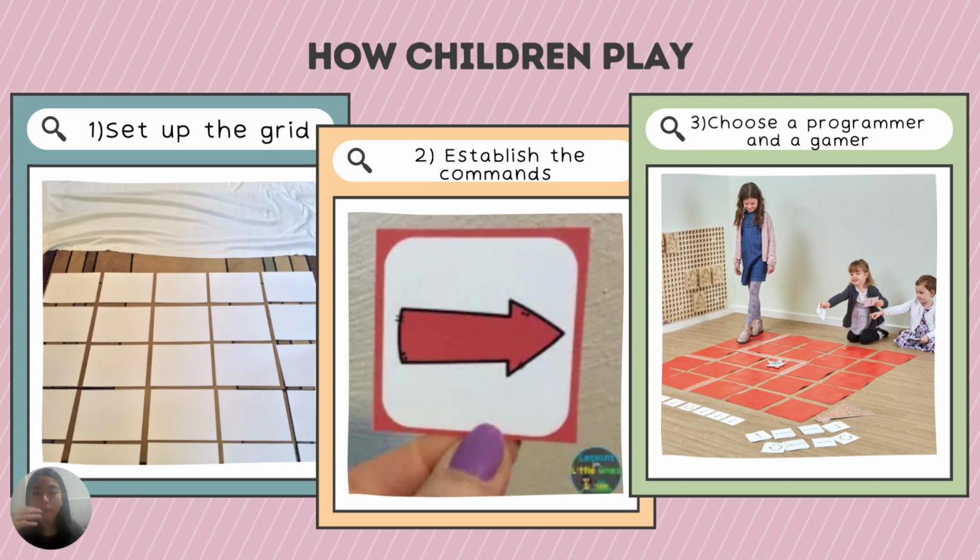Now, as a new command is followed, the coder places a symbol card in each square the gaming piece travels through, representing the direction of the move on the grid. So code all the moves until the ending point is reached.